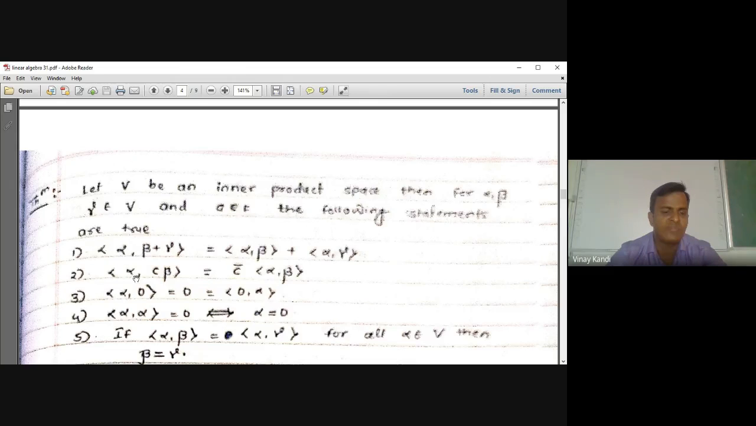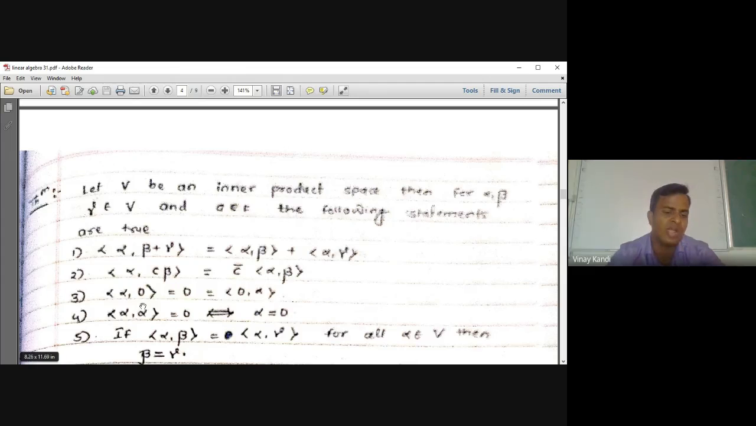Inner product of alpha and c beta is equal to c bar. If c is on the left, then only c comes outside the inner product. Okay. If c is on the right side of the inner product, then it comes out as c bar. Note that. So inner product of alpha and c beta is equal to c bar, this is important, c bar into inner product of alpha beta.